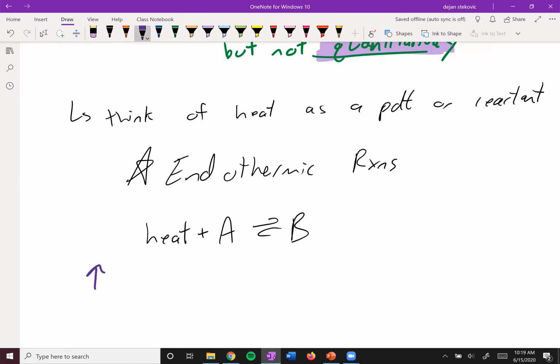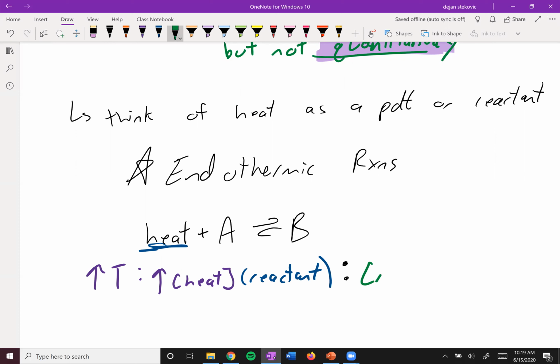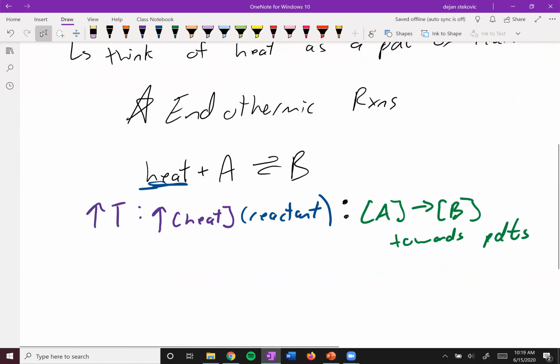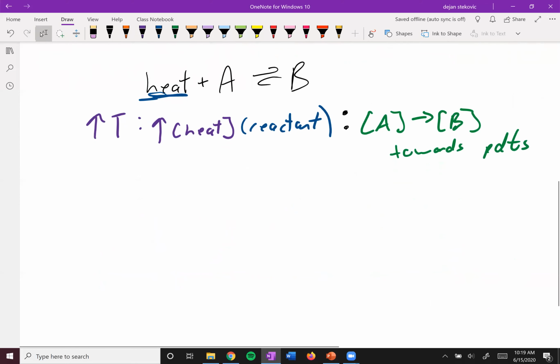And so if we increase temperature, we increase the amount of heat added, right? The hotter it is, the more heat we have. And in this case, heat is a reactant, right? We see it on the reactant side. And so if we increase the amount of reactants, our equilibrium will shift towards products. So in this case, A will turn into B, or will go towards products, because we've added more reactants, because heat is a reactant, because it's an endothermic reaction.